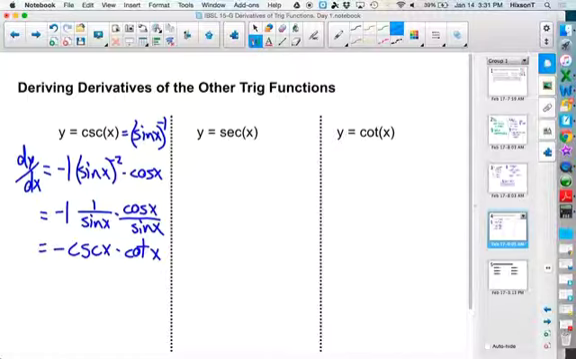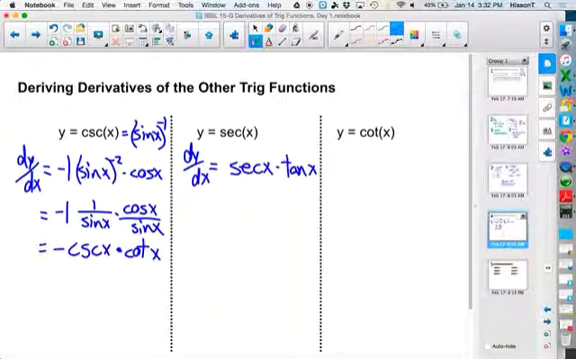Okay? The derivative of secant, we're going to run out of time, so I'll give these to you here. The derivative of secant is actually very similar. Is that minus or times? It's times. What do you think, since I'm telling you it's pretty similar, what do you think it might be? Secant times tangent. Okay? Secant times tangent.